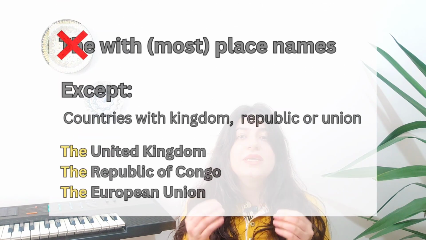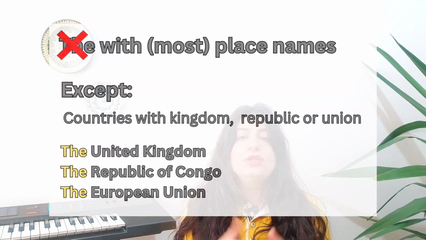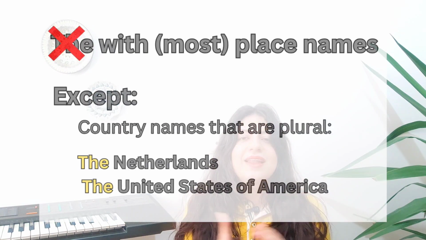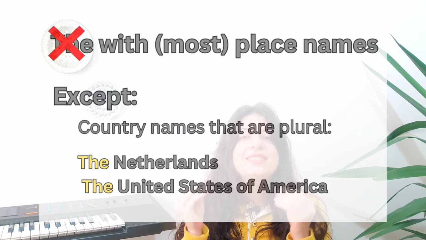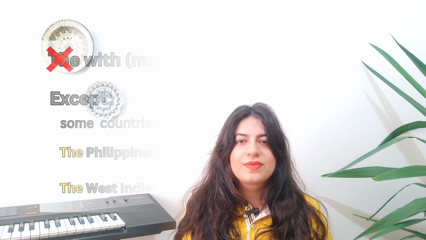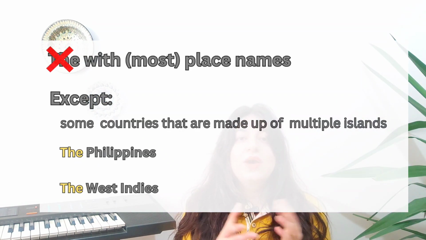Firstly, countries that use kingdom, republic, or union in their name use the: the United Kingdom, the Republic of Congo, the European Union. Country names that are plural also use the: the Netherlands, the United States of America, and some countries that are made up of multiple islands like the Philippines or the West Indies. They all use the.